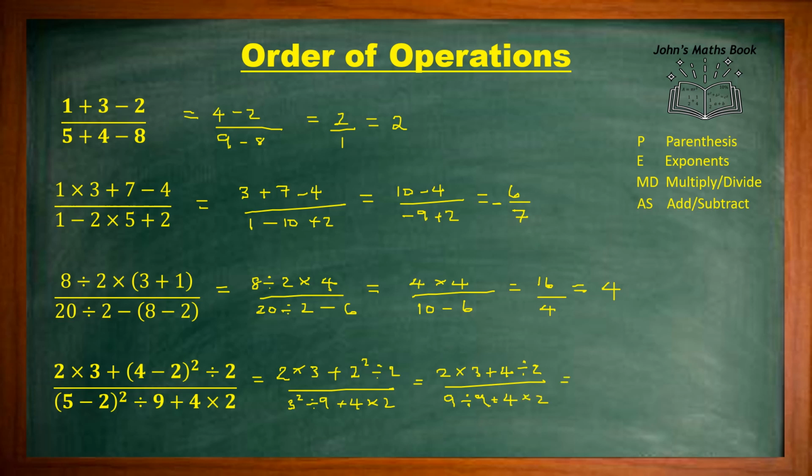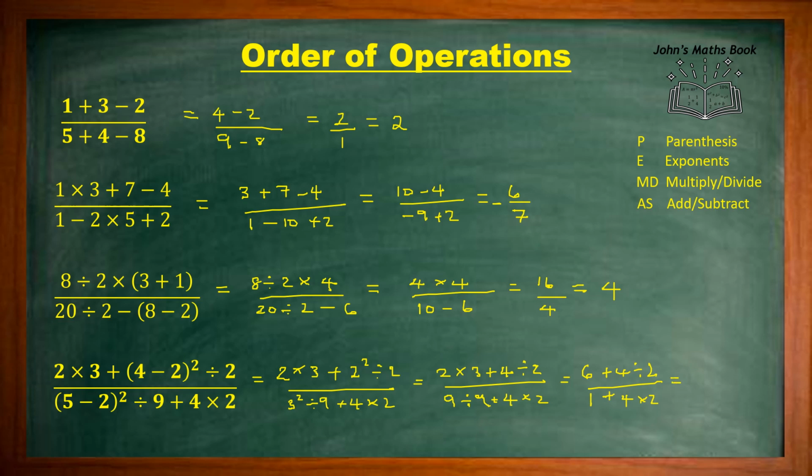So back to the numerator, 2 times 3 plus 4 divided by 2. So we have a multiplication, an addition, and a division. So the division and the multiplication come before the addition. So working from left to right, we see the multiplication first. So 2 times 3 gives 6, plus 4 divided by 2. And in the denominator, we have 9 divided by 9 plus 4 times 2. So again, we have a division and a multiplication which come ahead of the addition. So working from left to right, we see the division comes first. So 9 divided by 9 is 1, plus 4 times 2.